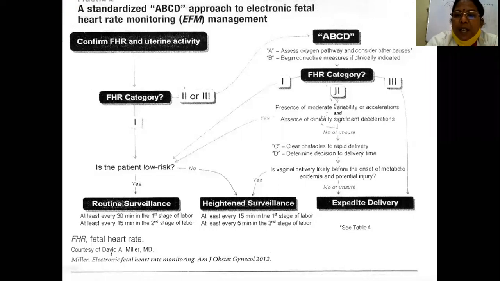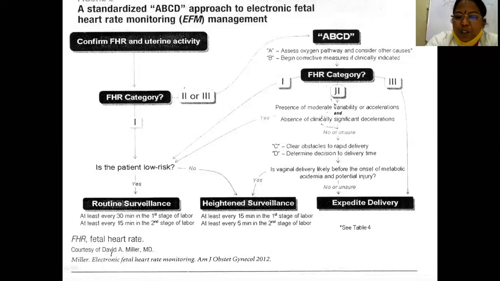A is assess the oxygen pathway and consider the causes. B is begin corrective measures. E, FHS category. The presence of moderate variability or accelerations and absence of clinically significant deceleration is no problem. C is clear obstacle to rapid delivery. So if we cannot do rapid delivery vaginally, go for cesarean section.